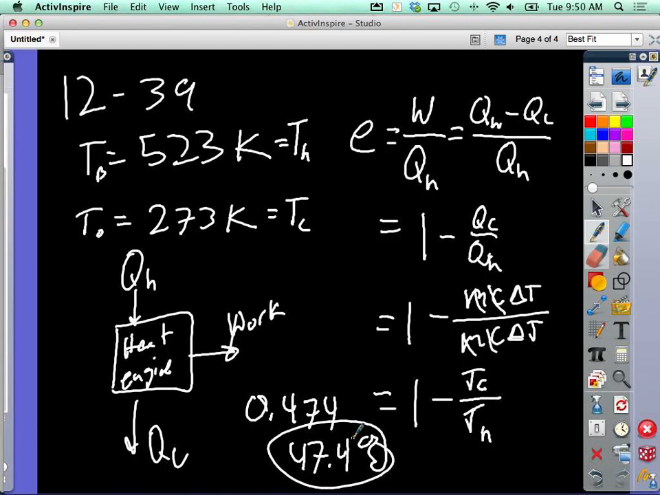Wait, so 47.4. What's that? That's the efficiency. So if you put in, I don't know, a log that's 10,000 joules of potential energy, then you will get out 4,740 joules of work. That's what that means.